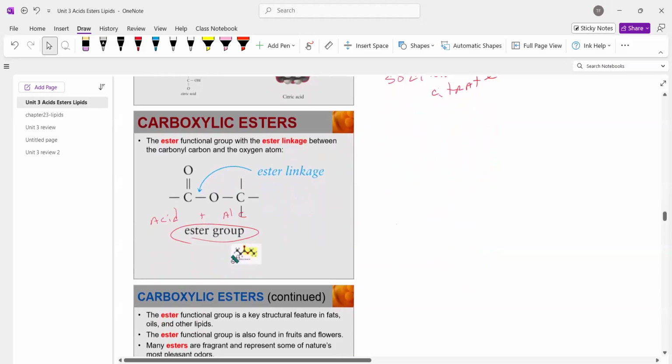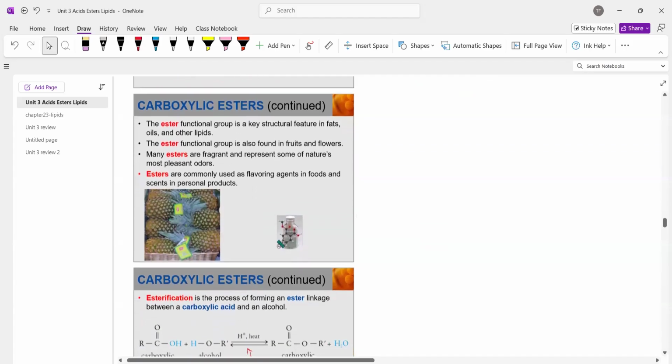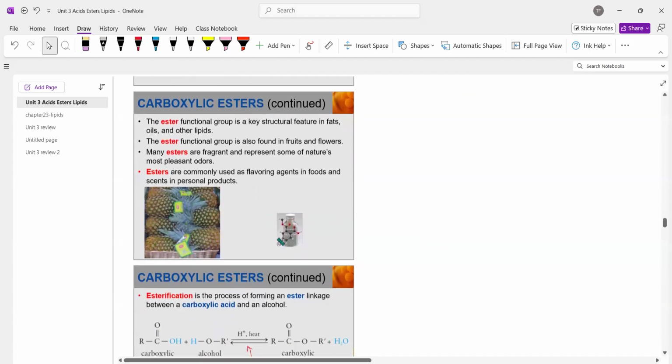Now, esters. Esters are formed when we have an alcohol and an acid together. Now, in unit 2, we talked about aldehydes and alcohols and ketones and alcohols. Well, when you have an acid and an alcohol, you form an ester. They are very common in biomolecules. You'll see them all over the place.